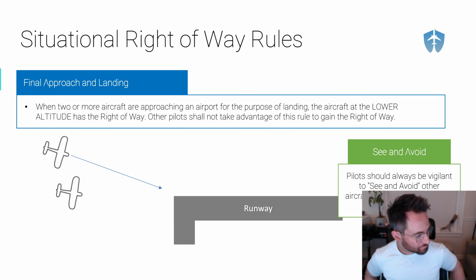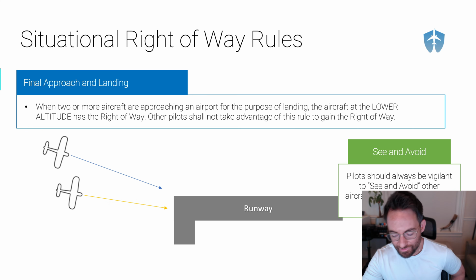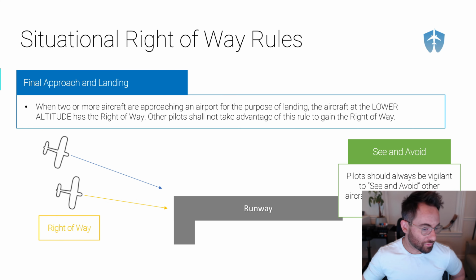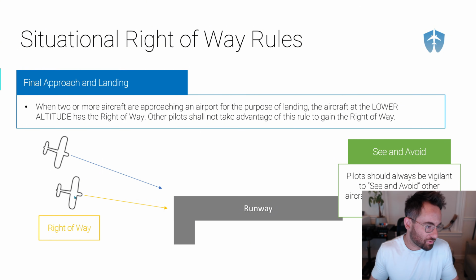If we look at it here, it looks like this. You got two different aircraft heading to the same runway. The lower one has the right of way. All right, and that's because it's going to be much easier for this pilot to see this pilot than vice versa. If you're up above them, it's a little bit harder to see. Plus, you're kind of more in a position to land if you are a little bit lower.